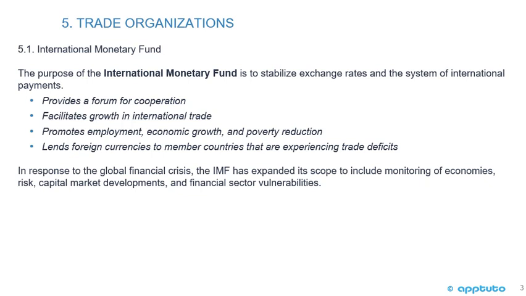Trade organizations. So first we'll look at the International Monetary Fund. The purpose of the International Monetary Fund is to stabilize exchange rates and the system of international payments. So a couple of bullet points. It provides a forum for cooperation, facilitates growth in international trade, promotes employment, economic growth, and poverty reduction, and it lends foreign currencies to member countries that are experiencing trade deficits. So you often hear about IMF loans, okay? In response to the global financial crisis, the IMF has expanded its scope to include monitoring of economies, risk, capital market developments, and financial sector vulnerabilities.